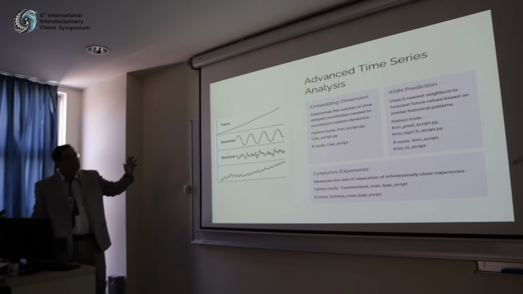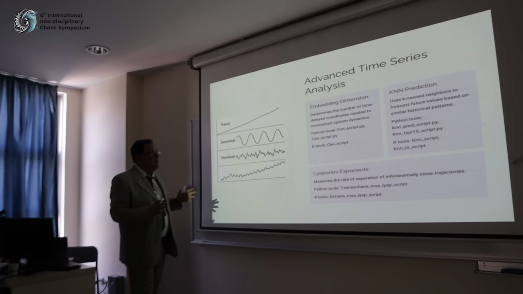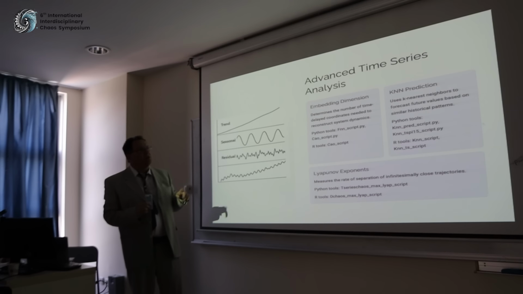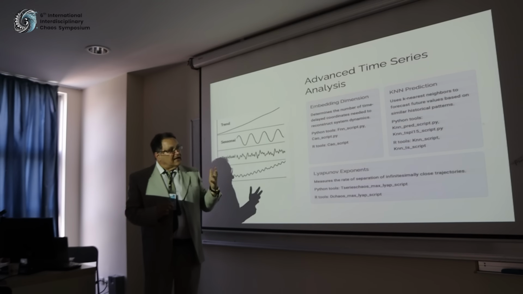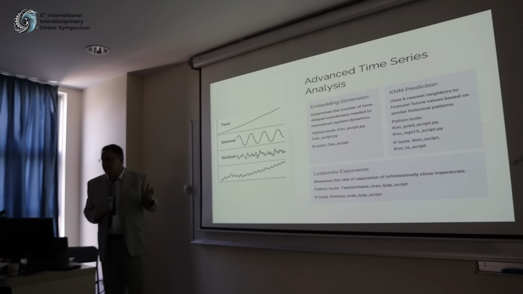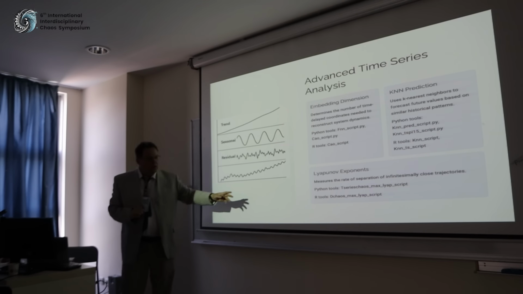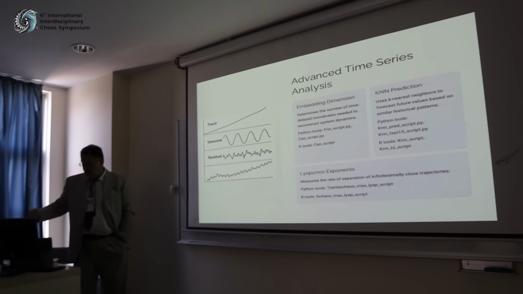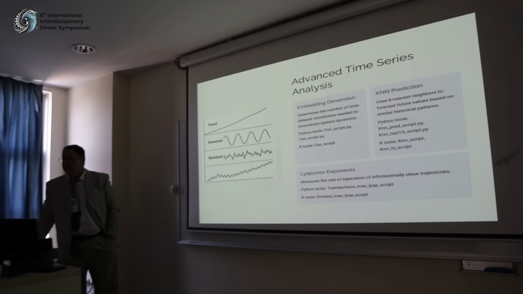As I said before, make a summary. Finding the embedding dimension will determine the number of time-delayed coordinates needed to reconstruct system dynamics. KNN prediction, we said before, tries to forecast based on similar historical patterns using the embedding dimension and, by trial and error, the number of KNN. The Lyapunov exponent, this is the code, will give us an exponent whose inverse will allow us to predict how many steps in the future we can predict.